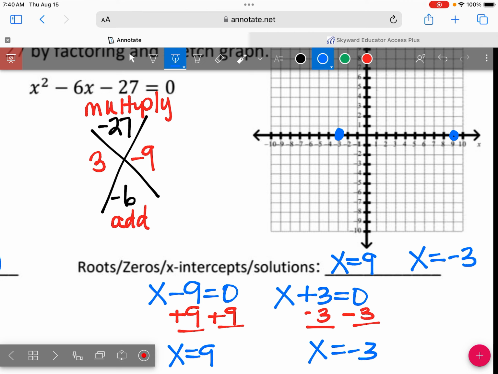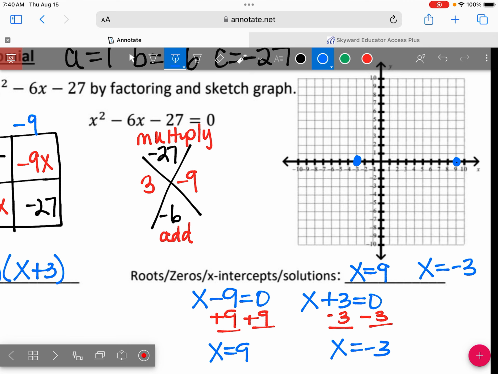And now, is this graph going to be a smile or a frown? Which one do you think it's going to be? A smile. So we're going to do a sketch. We're not going to actually make a table. This is a sketch of the graph. We're just going to make a sketch. Make sure it's a smile and it crosses through those 2 points.